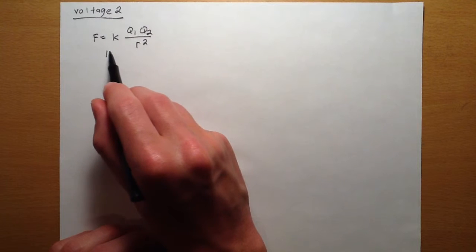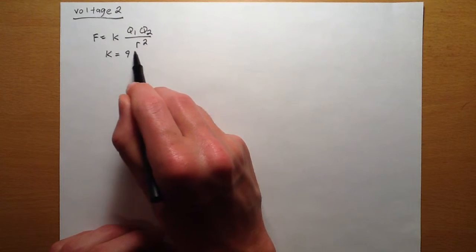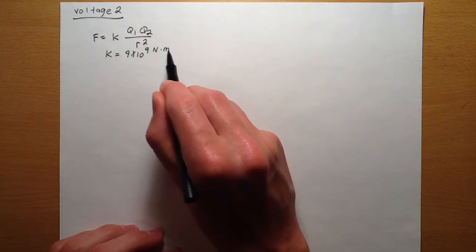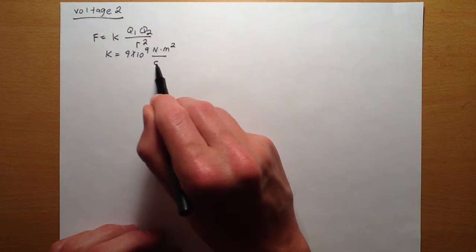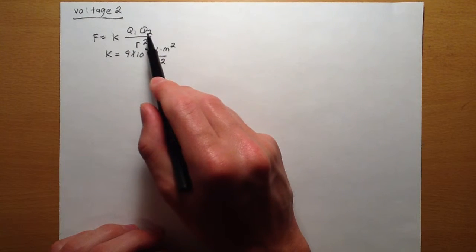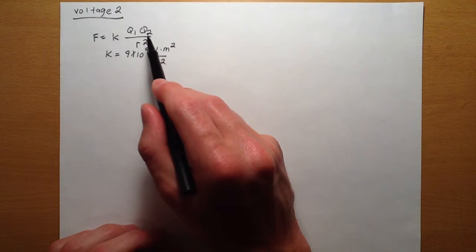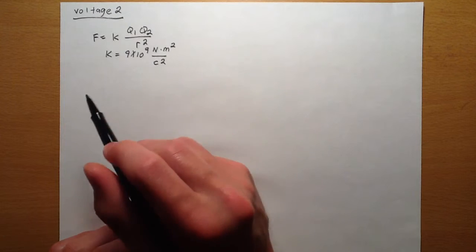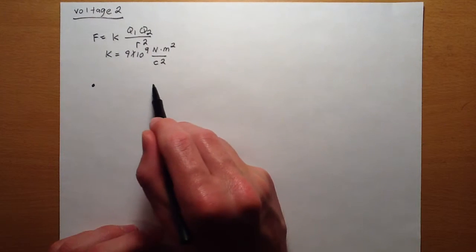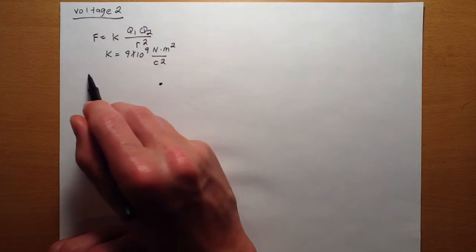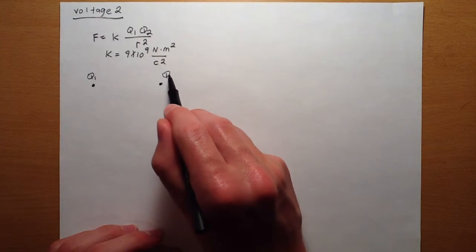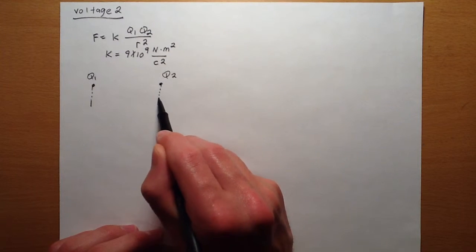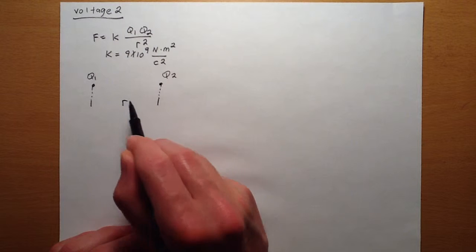K, we know, is 9 times 10 to the 9th newtons per meter squared per coulomb squared. Q1 and Q2 are the magnitudes of the two charges, and R is the distance between the two charges.